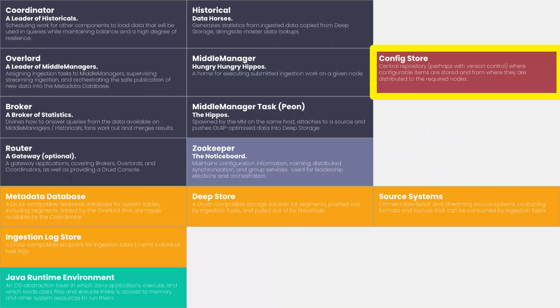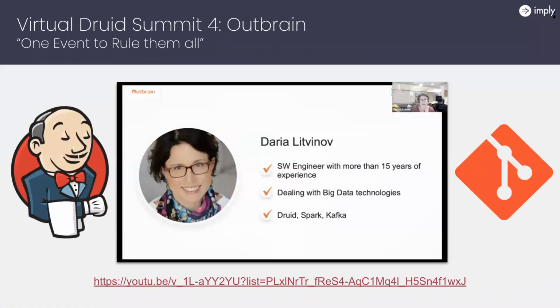So on our card, let's add somewhere where they can store, collaborate on, and version control the runtime properties, the Java configuration files, the ingestion specifications, and the different Druid tiering rules. And it's a place where we might want to build automation into that pipeline to actually deploy and apply those configurations. That sounds a lot like CI/CD. So it shouldn't surprise you what kinds of tools you might use. Daria Litvinov, at the end of her Outbrain Virtual Druid Summit talk, talks about the use of Jenkins and Git for exactly this kind of thing.